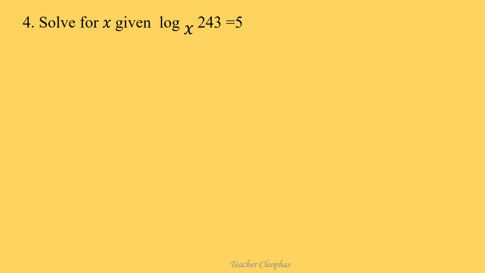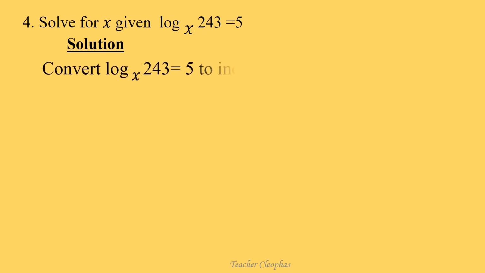Question 4. Solve for x given that the logarithm of 243 to base x equals 5. Solution. Let us convert the logarithm of 243 to base x equals 5 to index notation. That is, x power 5 equals 243. We can write 243 in terms of its factors, and that is 3 power 5. So our equation becomes x power 5 equals 3 power 5.